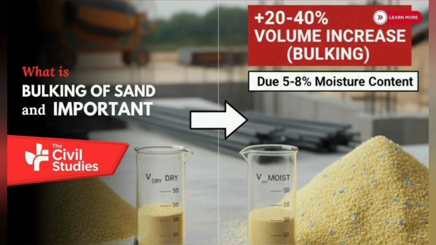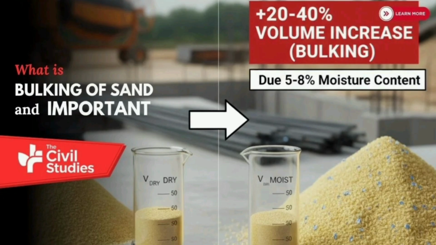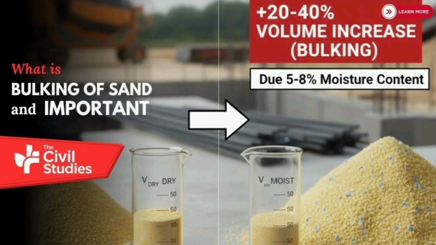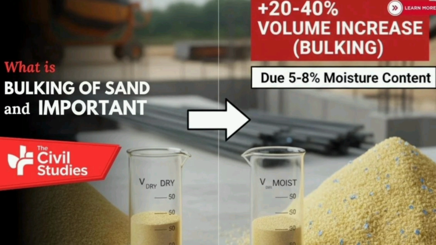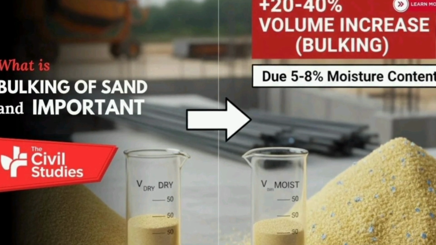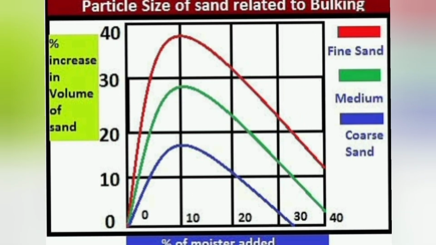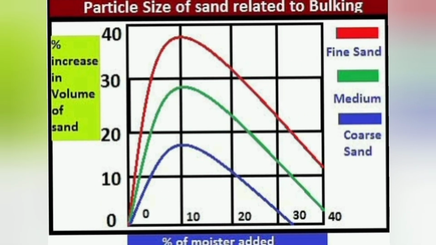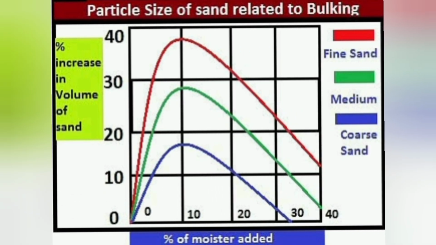Finally, let's discuss a highly practical on-site phenomenon: bulking of sand. Bulking is the increase in the volume of sand due to the presence of moisture. When sand is damp, a thin film of water forms around each particle, pushing them apart due to surface tension. This means that a given volume of damp sand contains less solid material than the same volume of dry sand. If you don't account for this, you will end up with a sand-deficient, overly harsh concrete mix.